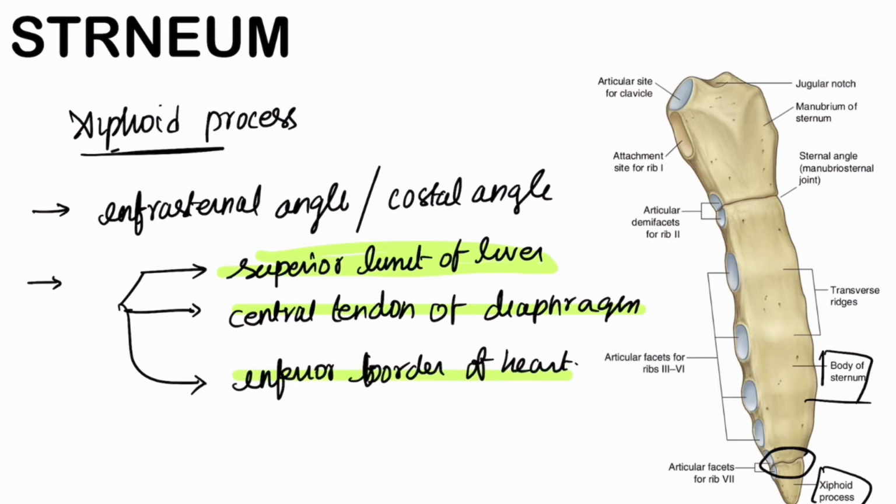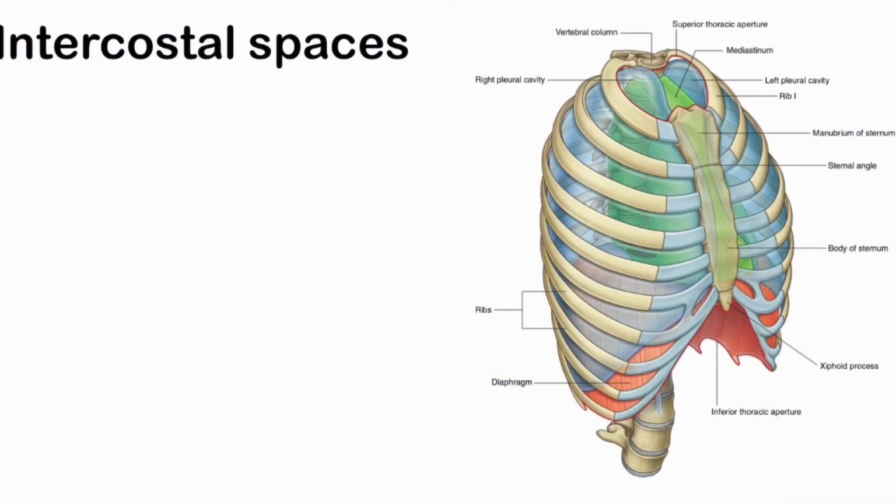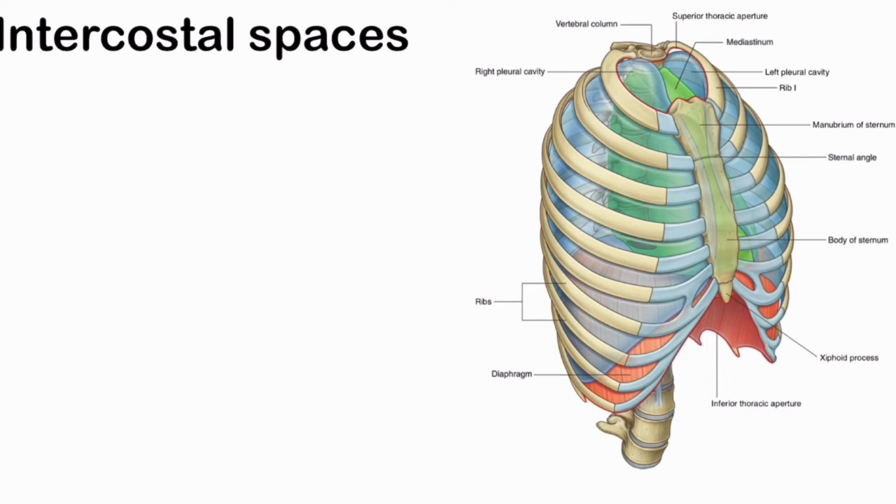That's all about the sternum. Let us look at the intercostal spaces. The space that separates two ribs and two costal cartilages from one another is known as the intercostal space. These are the intercostal spaces here. The space between two ribs, this is one rib and this is another rib, is known as the intercostal space, and also the space between two costal cartilages. These are the costal cartilages here, and the space in between them is also known as the intercostal space.